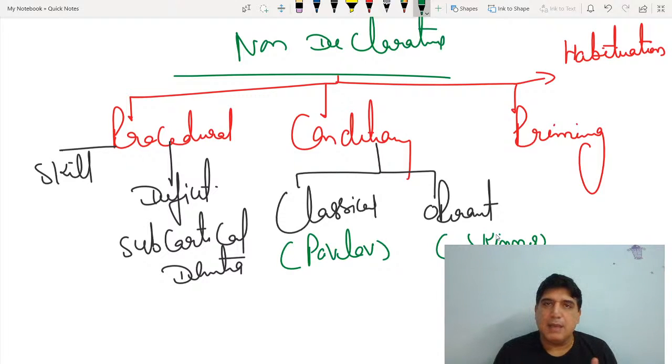The same thing happening. Suppose one teacher is scolding you every day. Initially you will feel bad about it, but later on you will think, okay, whether I am doing good or whether I am doing bad, he is doing the same thing. So it's a kind of habituation. So this is a non-declarative memory. These MCQs they are asking.